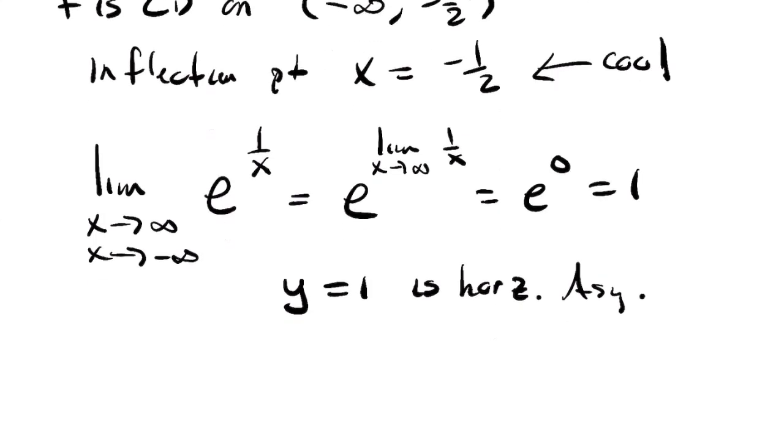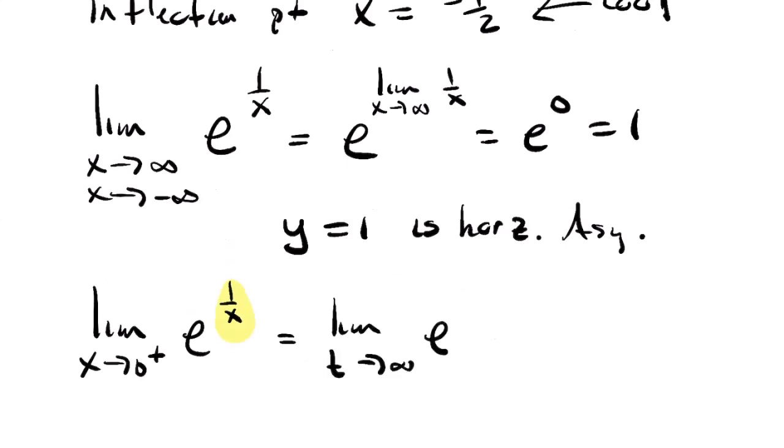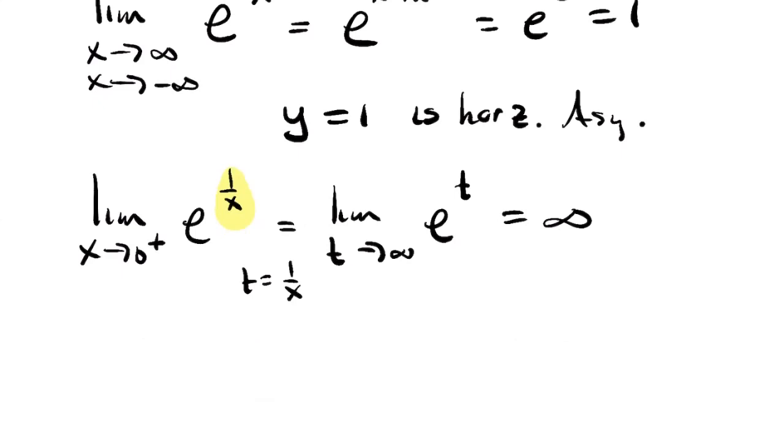And then finally, at 0, we need to look at left and right-hand limits. Let's start from the right. Once again, it's all about what this exponent is doing. As x goes to 0 from the right, 1 over x goes to positive infinity. So we could write this as the limit as t goes to infinity of e to the t, where I'm just substituting t equal to 1 over x. And t goes to infinity as x goes to 0 from the right. So that limit is infinity. That's the vertical asymptote that we saw.